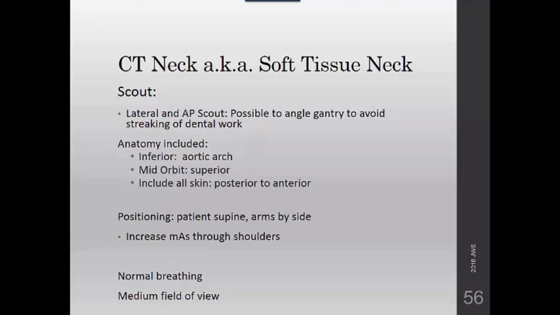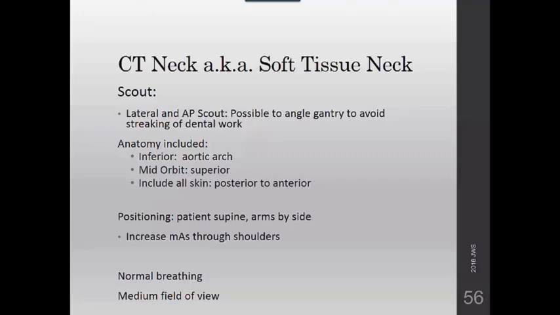It's most often performed in helical mode, and to reduce artifacts that degrade the images of the lower neck, patients should be instructed to lower their shoulders as much as possible. And it may be necessary to increase kVp or mA to penetrate those lower shoulders. An AP and lateral scout are required to ensure that you have adequate coverage of the scan area.